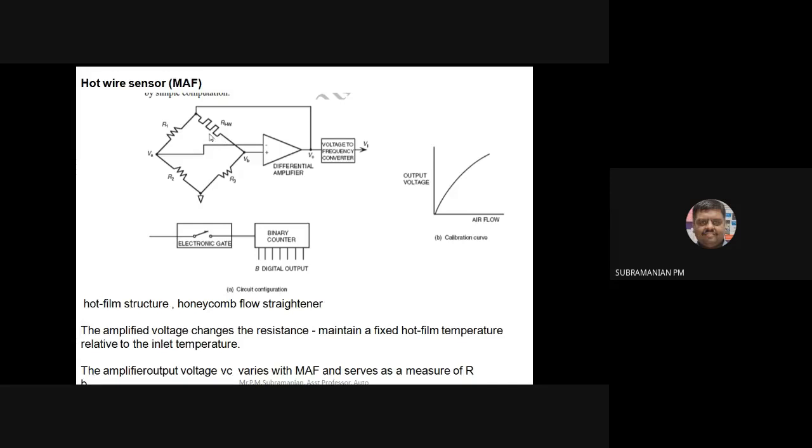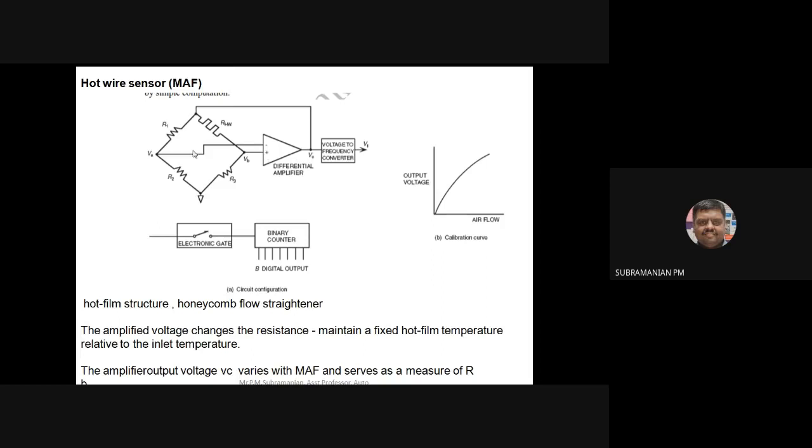Okay, so when no air is going to pass over this HW, that is the hot film, what will happen? The voltage difference between VA and VB will be zero, because the bridge will be balanced. The correct word is balanced, because there is no change in resistance since air is not going to flow over this resistor. So there will be no difference of the voltage. So it will be balanced.